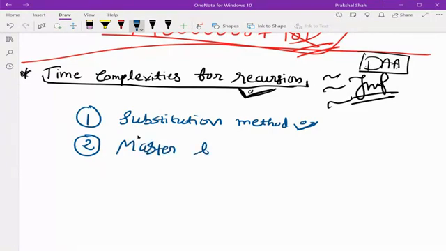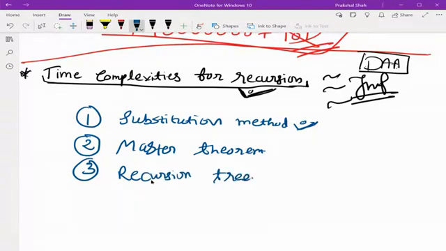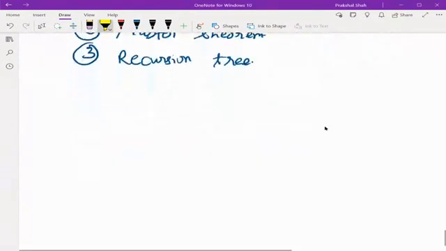Second one will be your master theorem. It is also a most important thing. And the third one is your recurrence relation, or else you can say recursion tree. Out of these, we have seen the substitution method. The second and third methods will be learned in future classes, when we learn about divide and conquer.